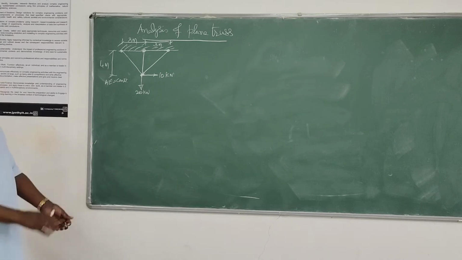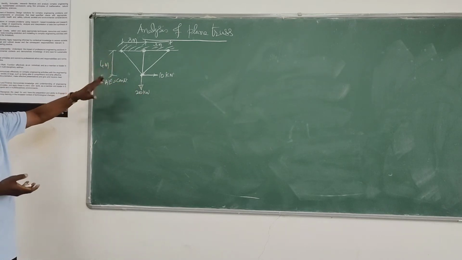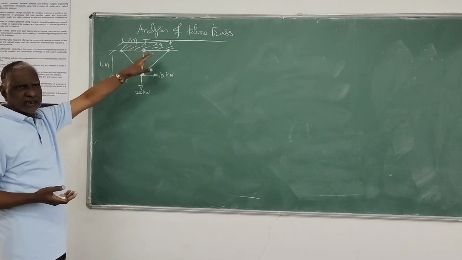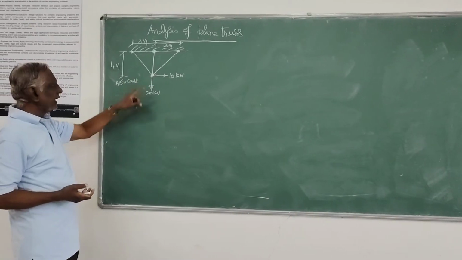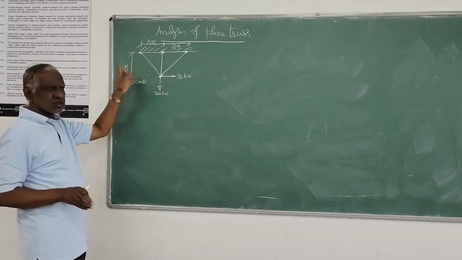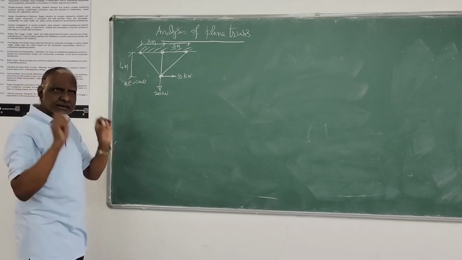Let us take up a plane truss problem. It's a plane truss, as I defined already. Here the truss consists of line elements arranged in the form of triangles, all members lying in one plane, and all members are interconnected by pin joints. That is known. And also one more thing, all loads will be acting only at the joints.